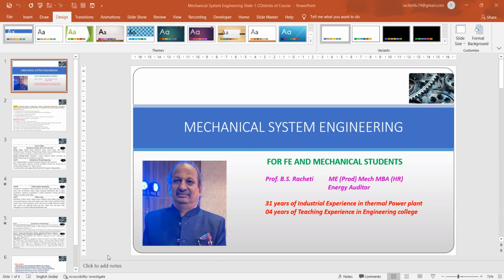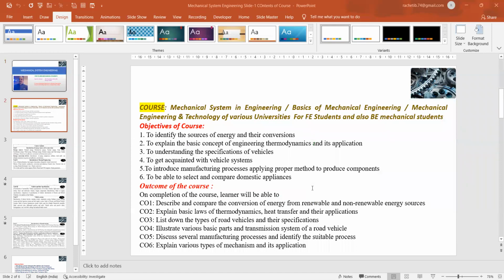We are going to start with slide number 2, that is lecture number 1 of Mechanical System Engineering. Prior to that, whatever we have seen in the last video, we'll have a brush-up or reminder of whatever we have just discussed. So we have seen it in brief. There are a total of 6 units, and the objective of the course.